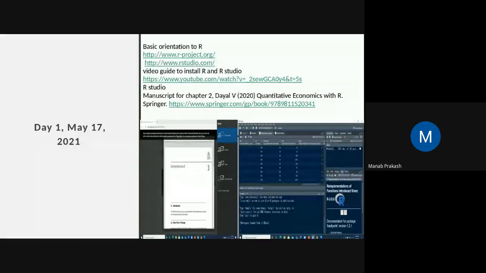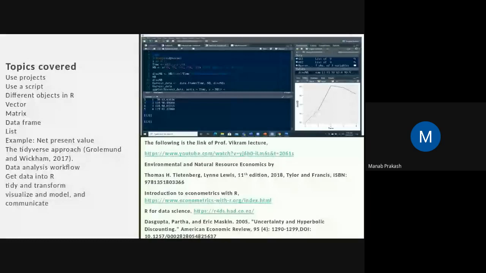So the topics on the first day: we studied different kinds of objects in R, basically vector, matrix, data frame, list, and Bikramji showed us really nice examples. We also discussed a paper, and there was a nice back and forth on the discounting that we did in Bikram Sir's second session.